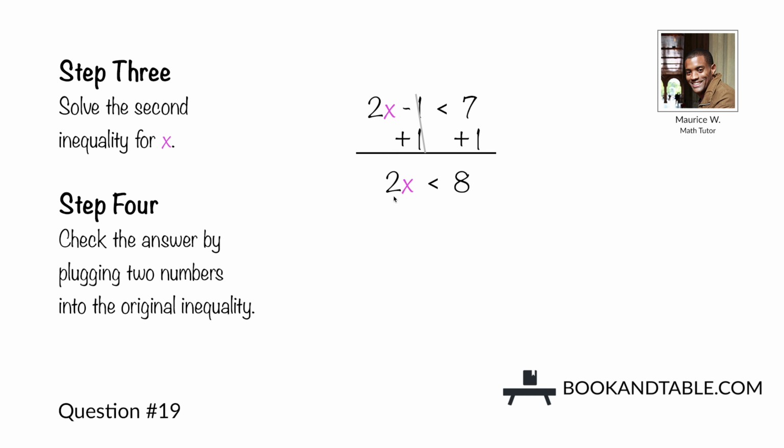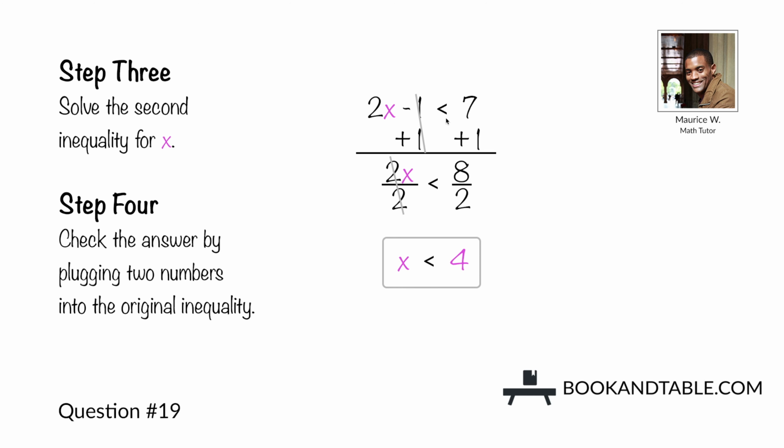We then want to get rid of this coefficient 2. So we divide both sides by 2, leaving us with x on the left side and 8 divided by 2, which is 4 on the right side. So the answer to the second part of question number 19 is x is less than 4. So step 4, check the answer by plugging two numbers into the original inequality.